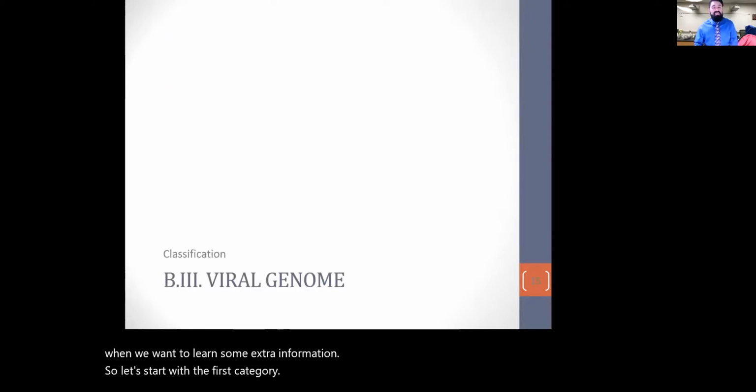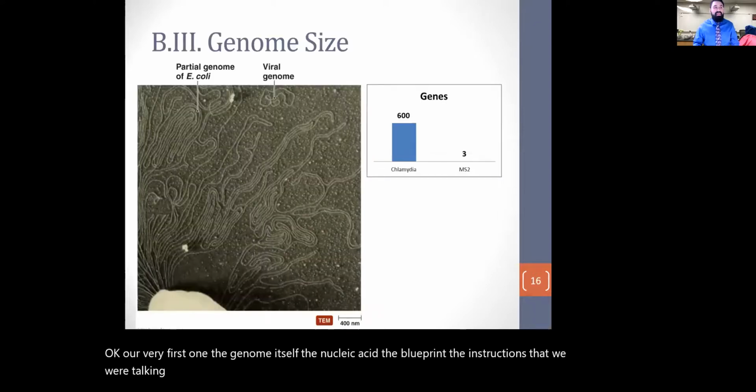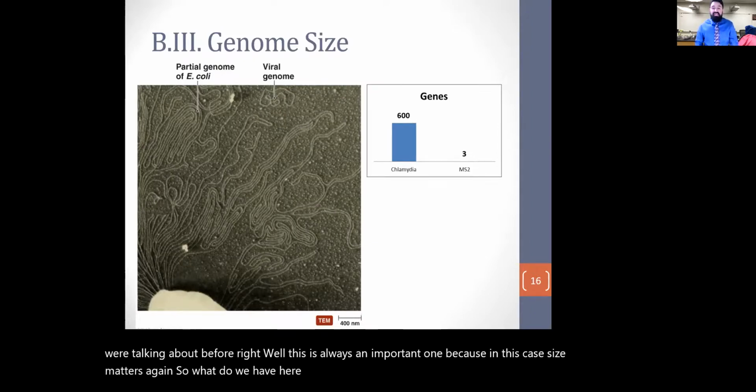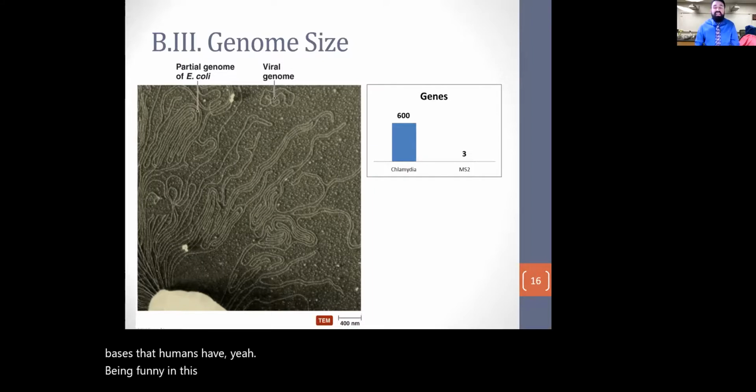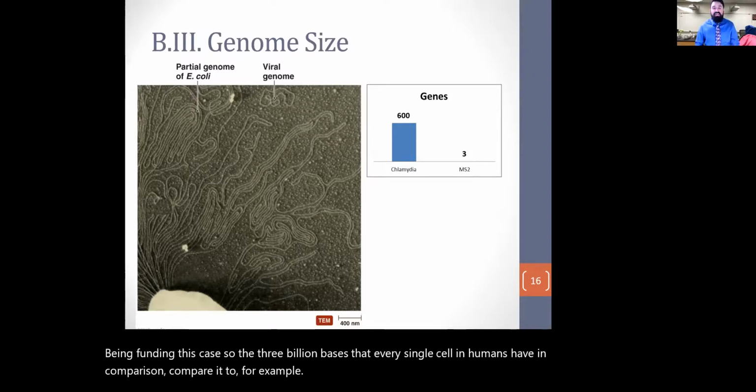Our very first one, the genome itself, the nucleic acid, the blueprint, the instructions that we were talking about before, right? Well, this is always an important one because in this case, size matters again. So what we have here is the fact that we can take the several cajillion bases that humans have. Yeah, I'm being funny in this case. So the 3 billion bases that every single cell in humans have, and compare it to, for example, a bacterium.